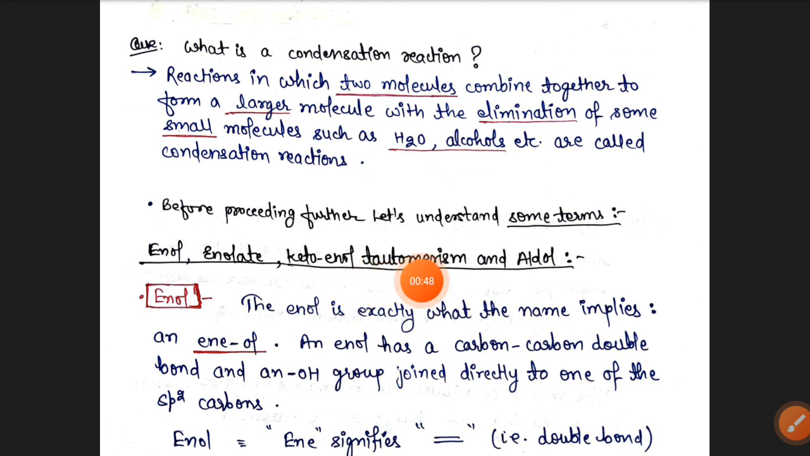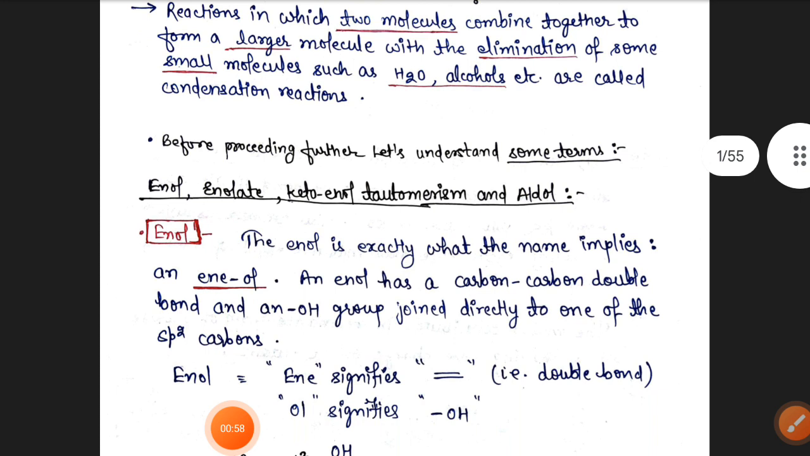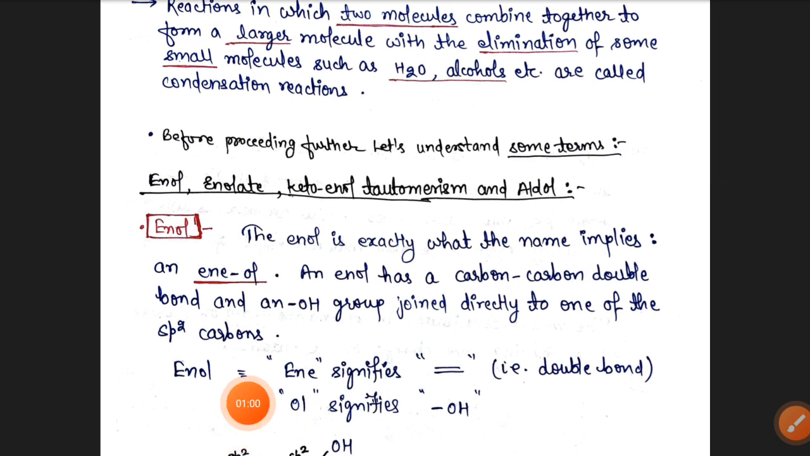Before proceeding further, understand some terms. Questions on this part are asked in PGT chemistry. In this section I will discuss what is enol, what is enolate, what is keto-enol tautomerism, and what is aldol reaction. These parts are very important for your PGT preparation in chemistry.